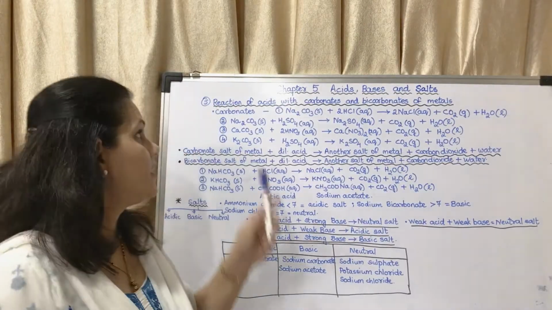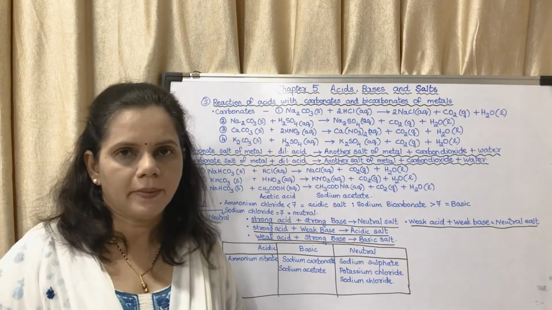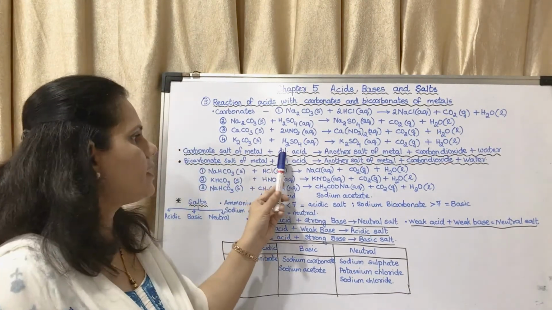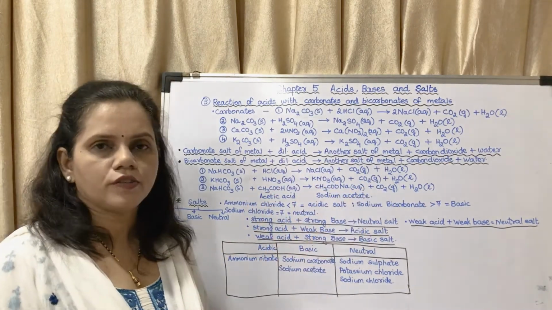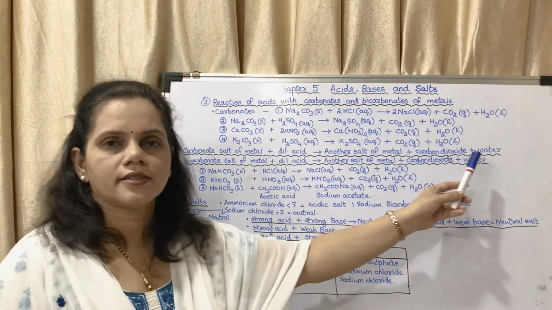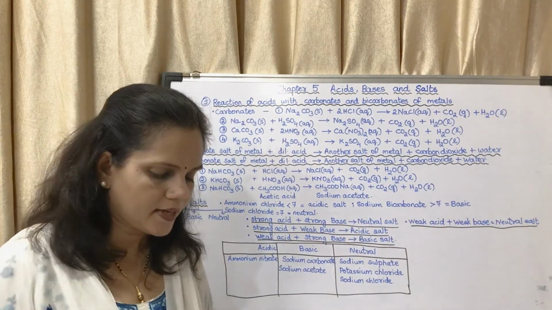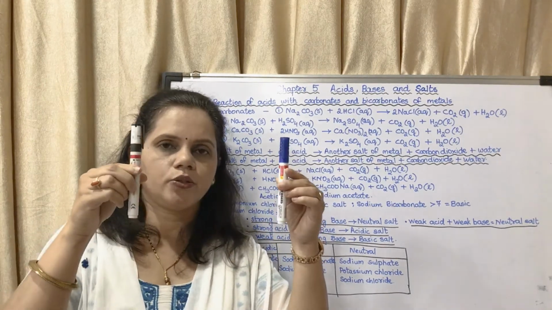Now the next is reaction of acids with carbonates and bicarbonates of metals. The carbonate salt of a metal will react with dilute acid to give another salt of the metal plus carbon dioxide plus water. On page number 67, they have given an activity. You have to take two test tubes. You may see here there are two test tubes.